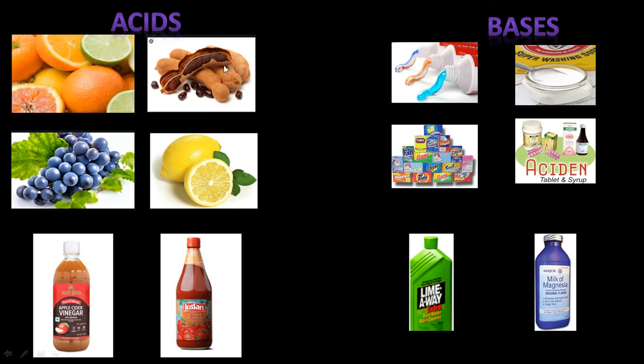In daily life, we use oranges, tamarind, grapes, lemon, apple cider vinegar, tomato juice, and aerated drinks also. So these belong to the acids we use in daily life.